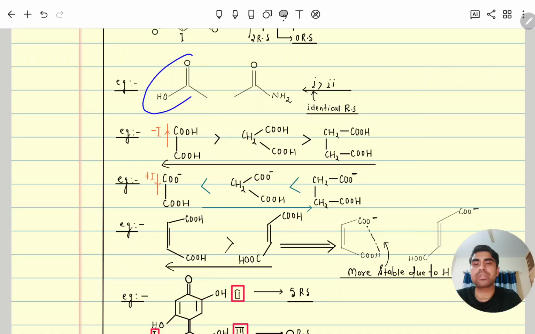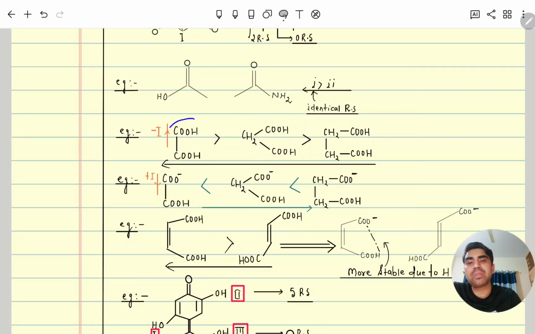Next, the acidic strength of these two compounds. You can see carboxylic acid. Here O minus, so it has identical resonating structures in the conjugate base, but this one is not identical. Always remember, identical resonating structures are equal-quality resonating structures, and it is more stable. So this one. Next, coming to this oxalic acid, then malonic acid, and this is succinic acid.